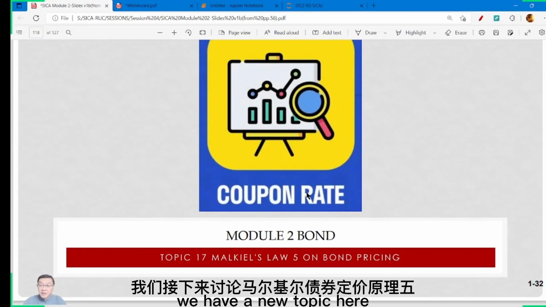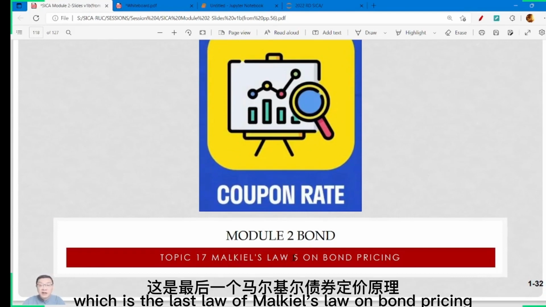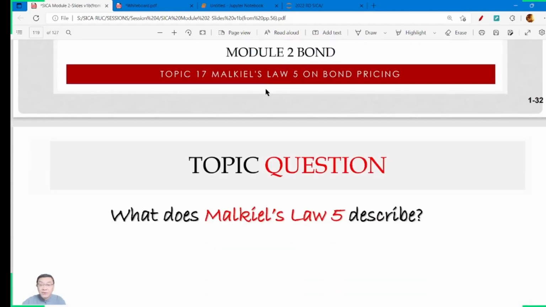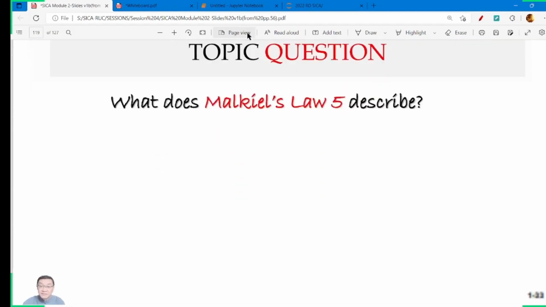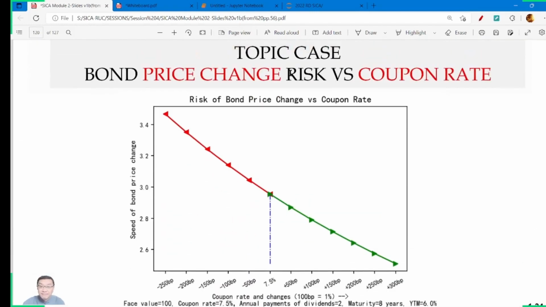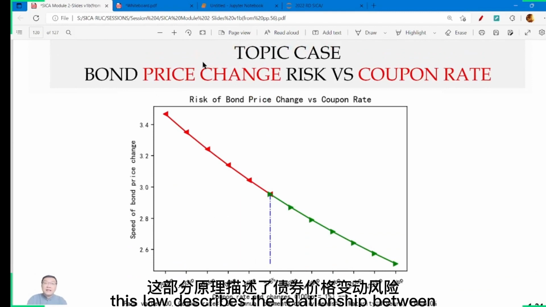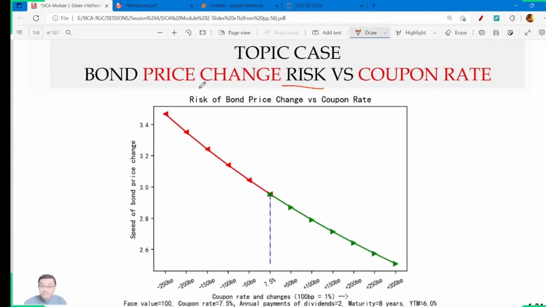We have a new topic here, which is Mokyu's law number 5, the last of Mokyu's laws on bond pricing. What is Mokyu's law number 5 describing? This law describes the relationship between bond price change risk and coupon rate. Here we have change risk versus coupon rate.